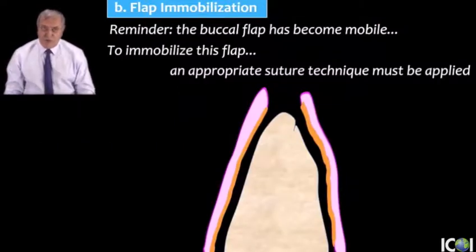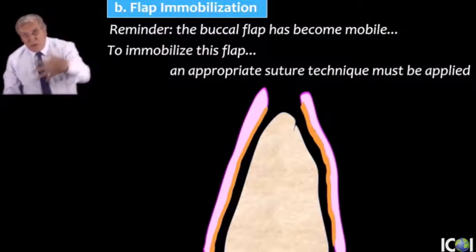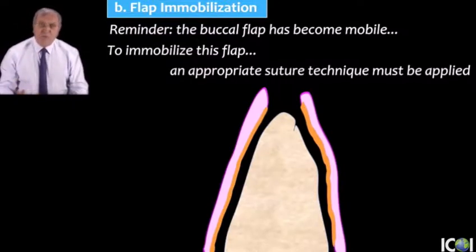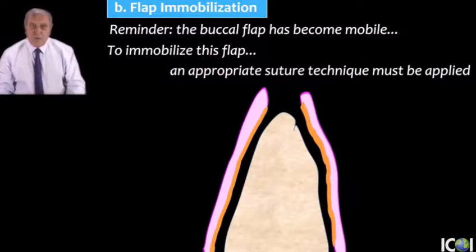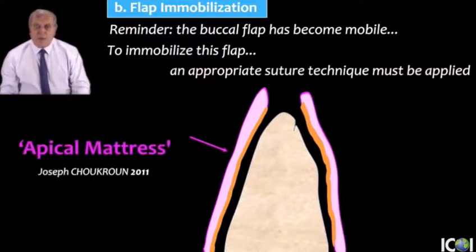This is the first. The second is that we must immobilize the flap in order to see the blood vessels coming back into the Volkmann channels. And if we want to immobilize this flap, we need to use an appropriate suture technique. This is why I propose this technique, the apical mattress.